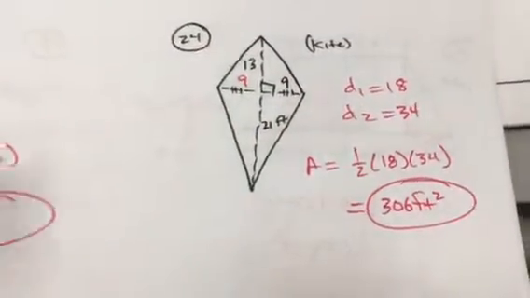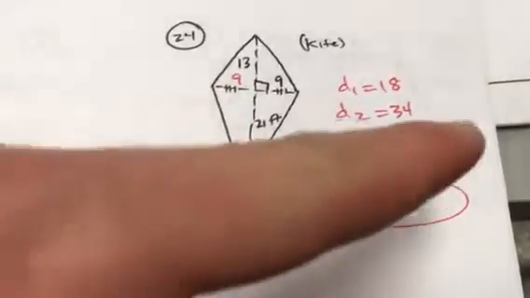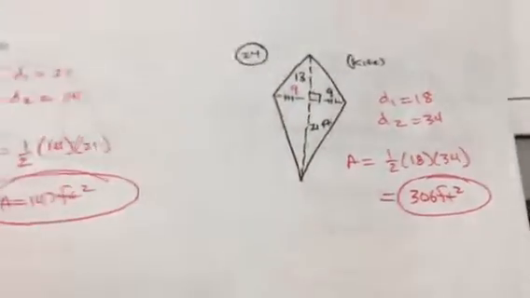9 and 9 gives you 18. Just simply add 13 and 21 to give you 34. One-half their products. All right, here's where some of us struggle.